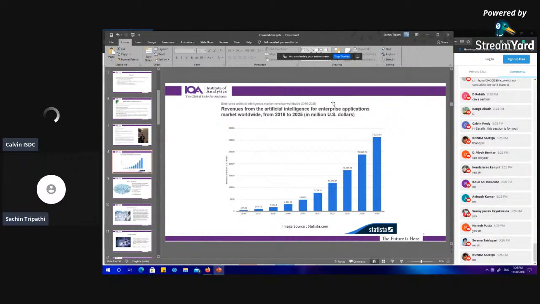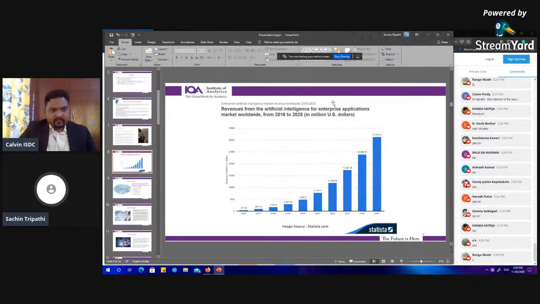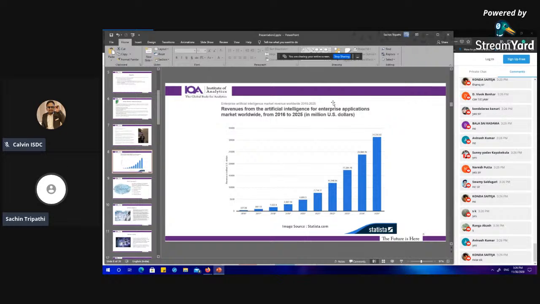Now, this is an image which has been taken from statista.com. Statista is a well-known research website. It has all sorts of surveys, market research, industry percentages, etc. If you look at this graph, it shows you the rising trend of AI. AI is the current industry which is growing exponentially. So there is a need.